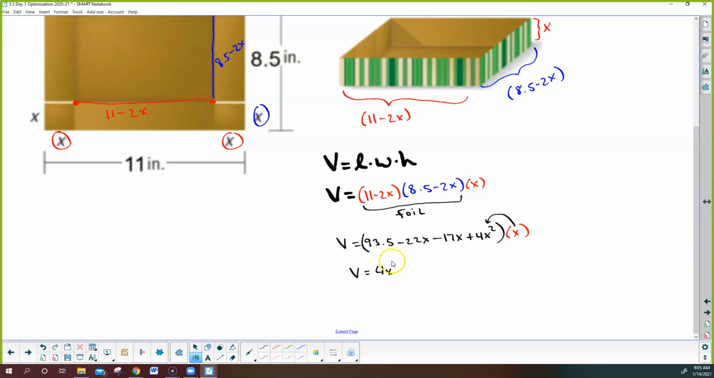So 4x squared times x would be 4x to the third. I know these two are like terms, and that'll give me negative 39x, but then I have to multiply that by the x, so I'll get negative 39x squared. And then plus 93.5x.